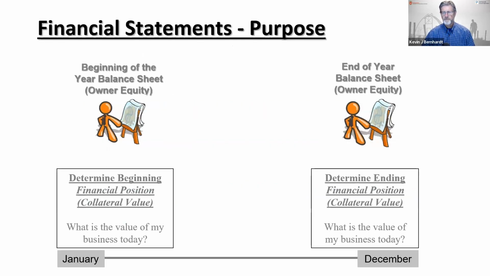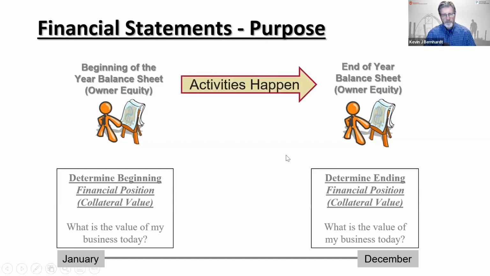Previous videos have discussed the completion of the balance sheet. The balance sheet can be thought of as the bookends to the fiscal year. So there's a beginning balance sheet, and then there's an ending balance sheet. Both of them show a financial position at that point in time. So you can think of it as January 1st, what's the financial position, and what's the financial position on December 1st. What happens in between?